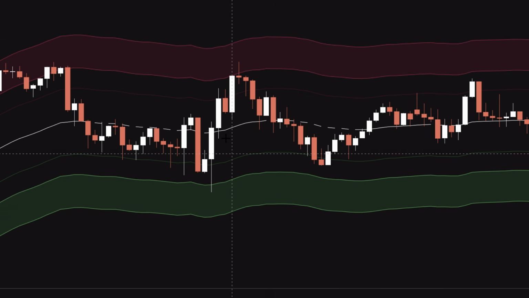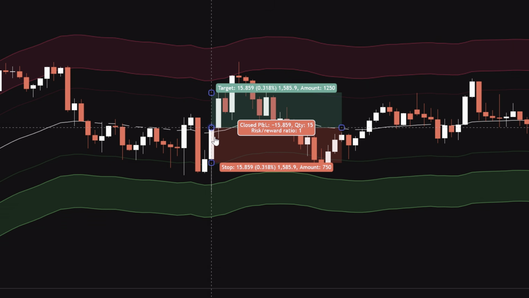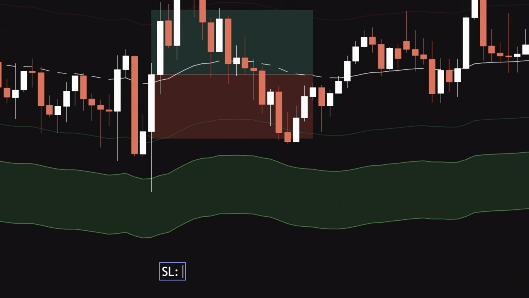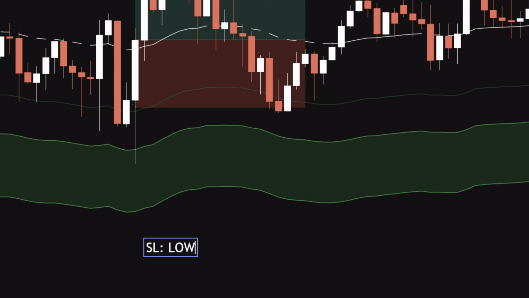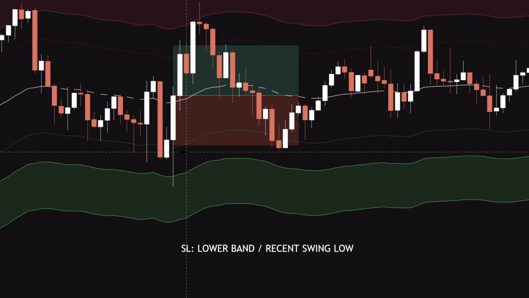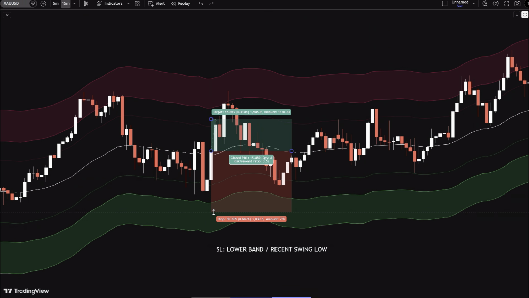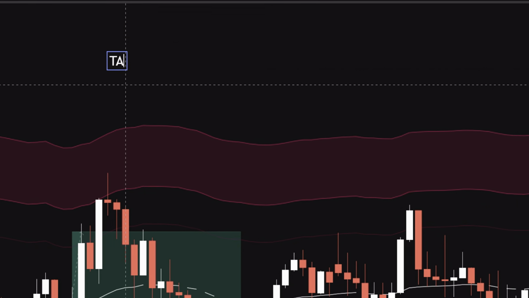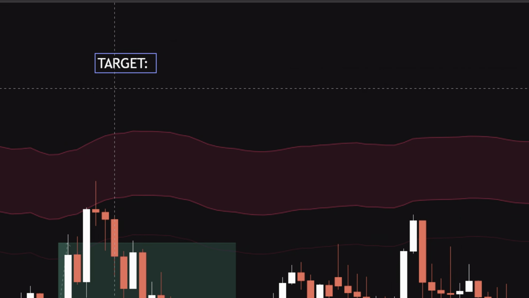A stop loss goes at the lower band of the Fibonacci channel or the most recent swing low, whichever is more logical on the current structure. Never risk more than 1% of your account on this trade. Not 2%, not just this one's 5%. 1%. That rule alone will keep you in the game long enough to actually get good. Take profit at 2 times your risk. Clean, defined, no hoping, no moving targets.